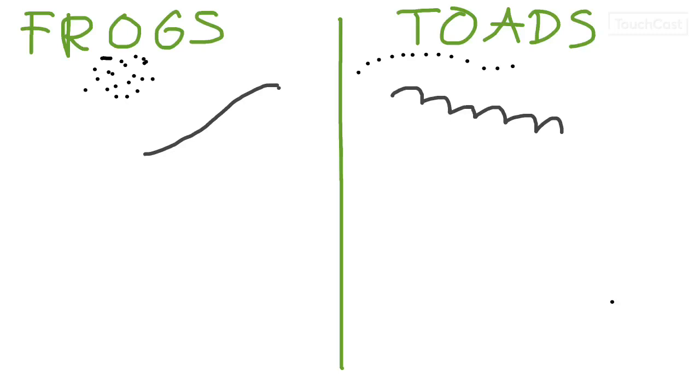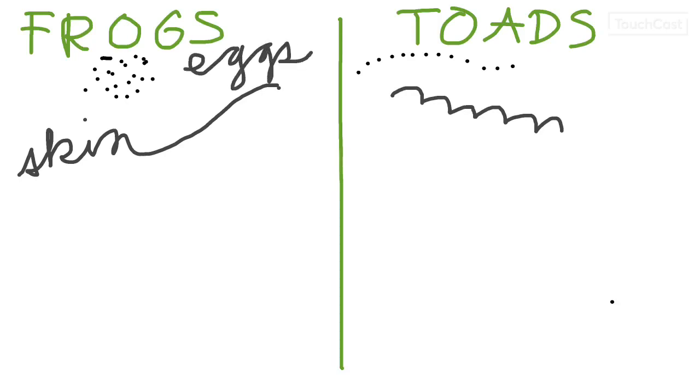One thing you can do to make this clearer is if you want to write skin and eggs, you can, but you might run out of room. So we've got frogs' eggs that are in clumps and their skin is smooth and moist. Toads' eggs are in chains and their skin is dry and bumpy.